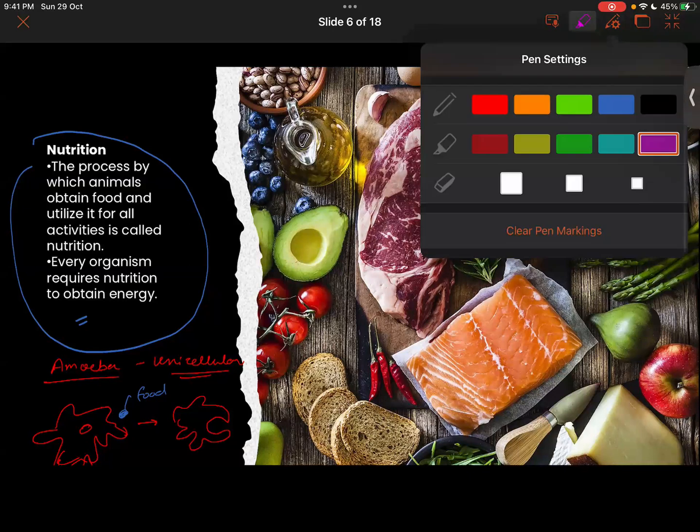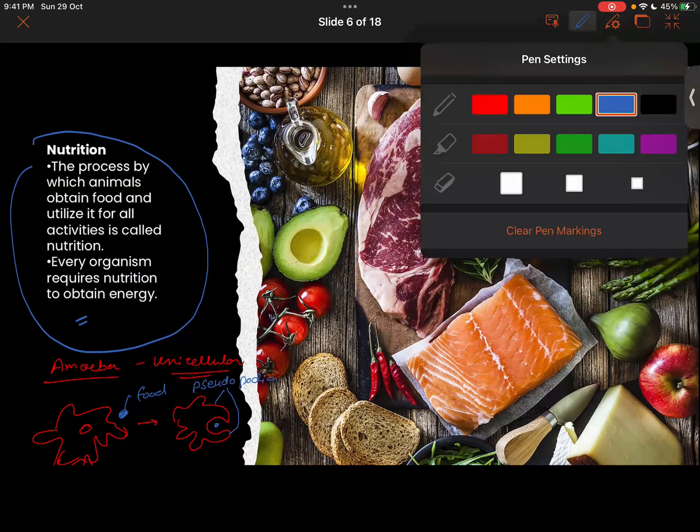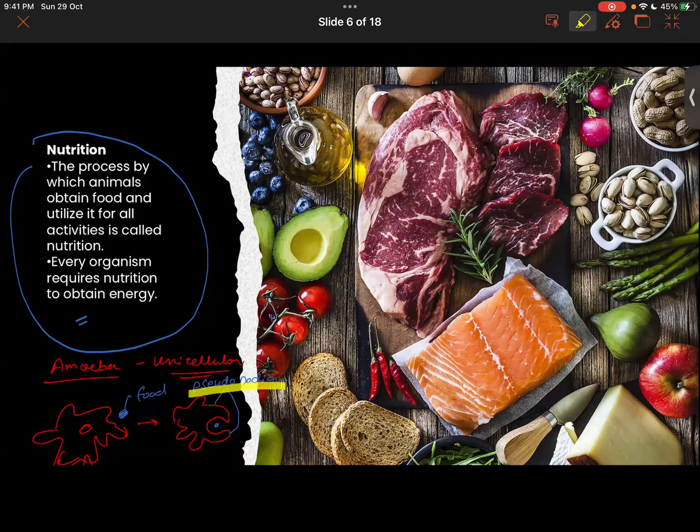It has formed false legs around it, temporary legs, right, and that we call pseudopodia. Actually, remember that term, pseudopodia. Okay, now let me repeat the spelling. Pseudopodia. So whenever a food particle or any prey comes near this amoeba, it will form false legs. This pair of things which you see over here are the false legs. Why false legs? Because these are temporary legs.